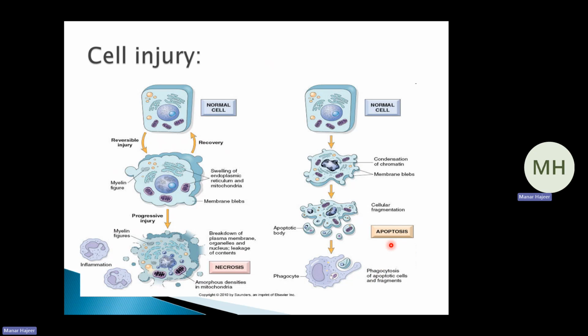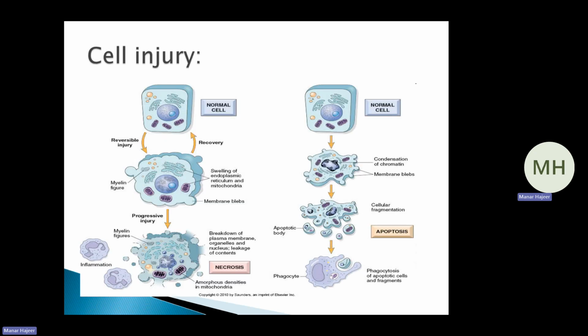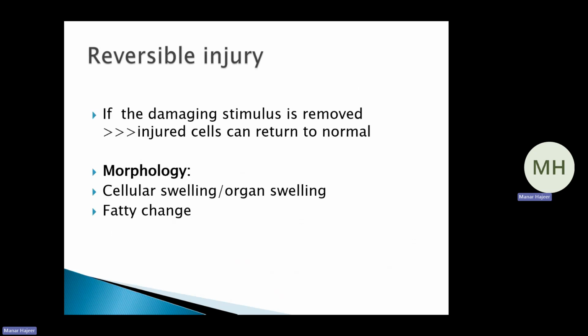So at the end, we have two patterns of cell death, which are necrosis and apoptosis. And you have to know the differences between these two patterns. So let's go back to the reversible injury. Now, if the damaging stimulus is removed, the injured cells will return back to normal, and this is the rule of reversible injury.